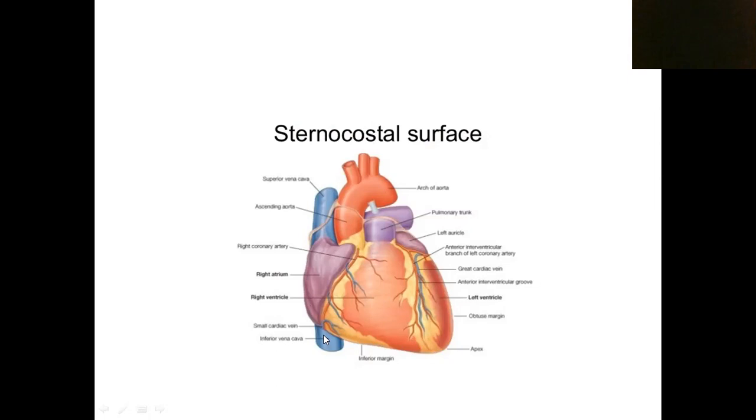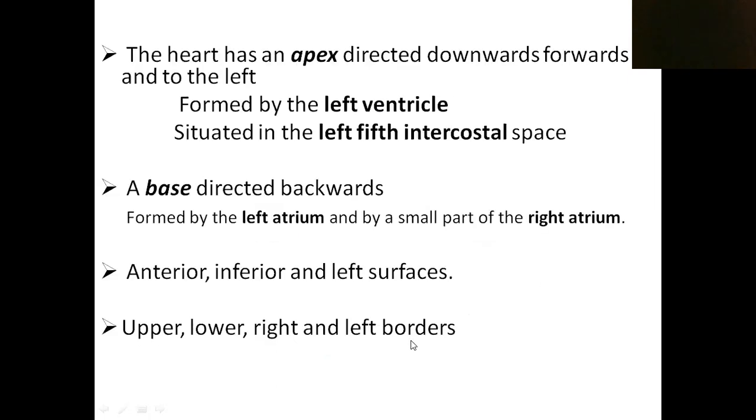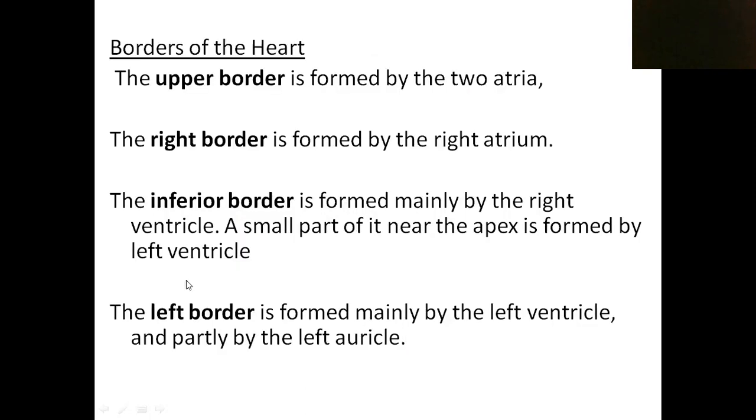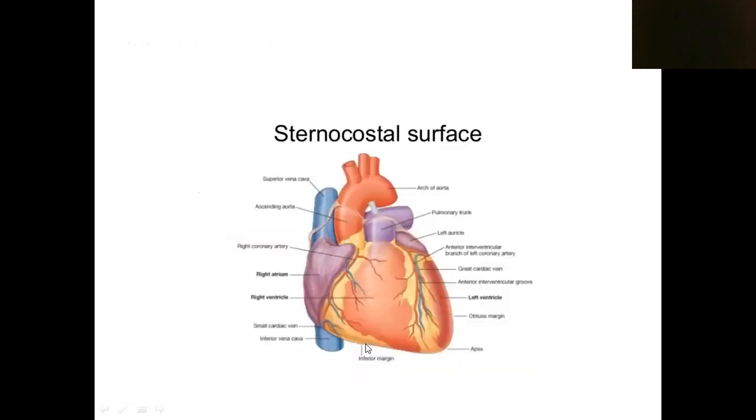So the major part of the inferior border is formed by the right ventricle. The inferior border is mainly formed by the right ventricle. A small part near the apex is formed by the left ventricle. Then the left border is formed mainly by the left ventricle and left auricle. See, this is the left border. The left border is formed by this left ventricle and here, this is the left auricle.